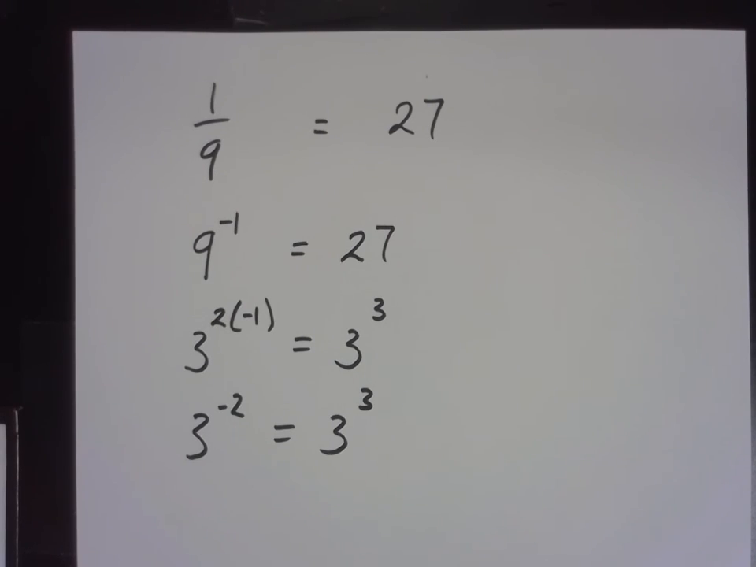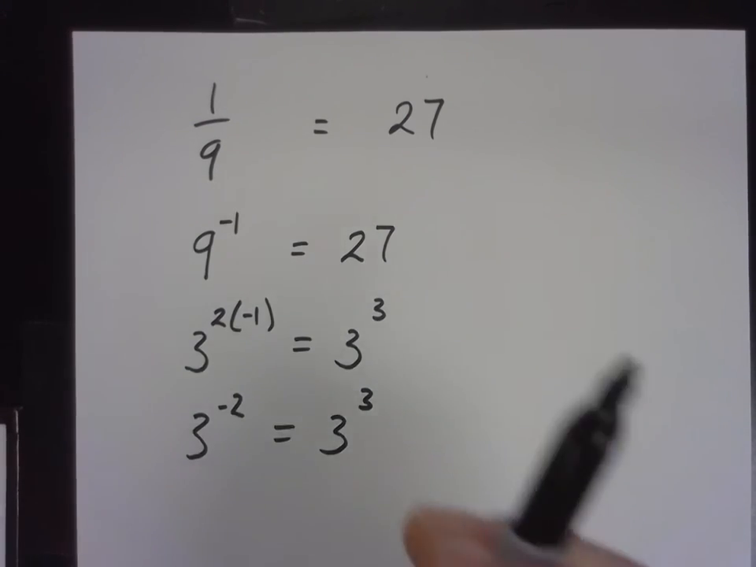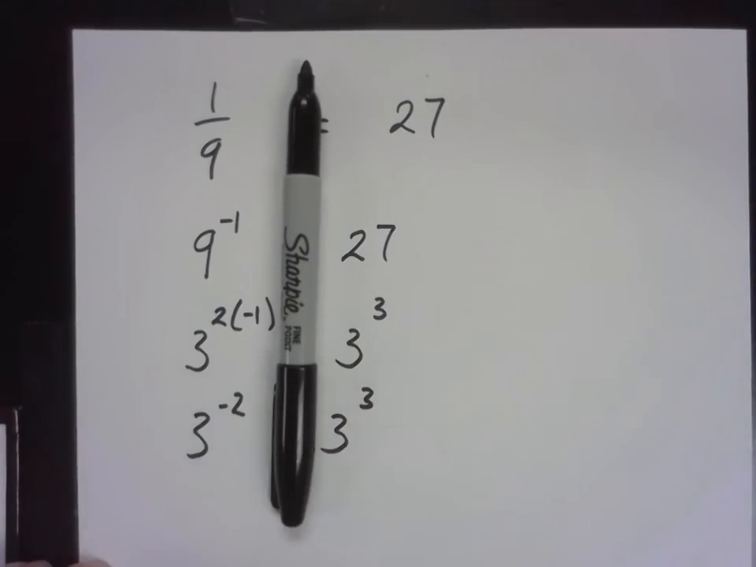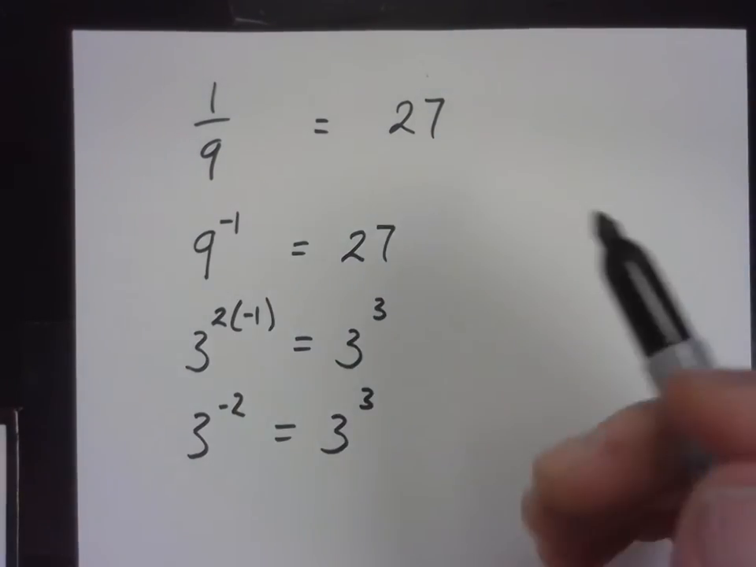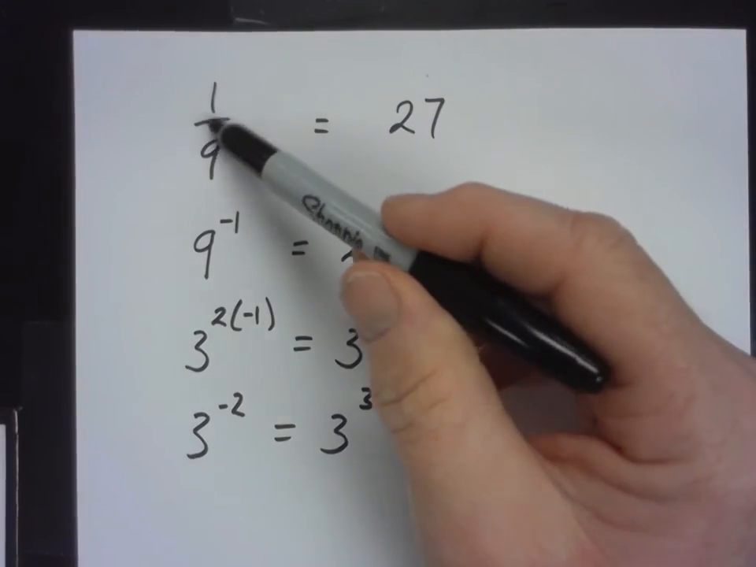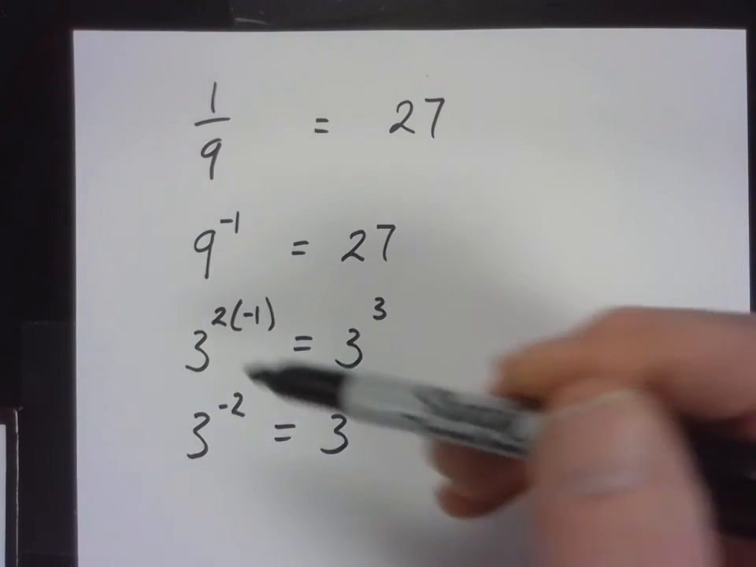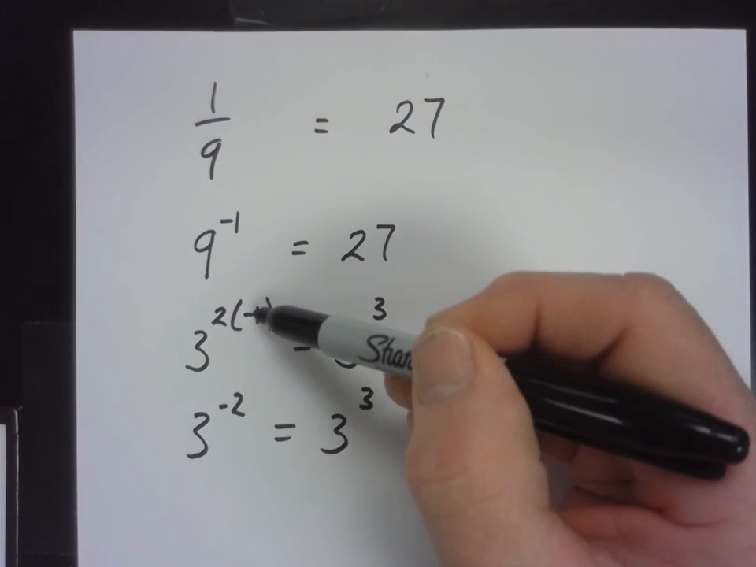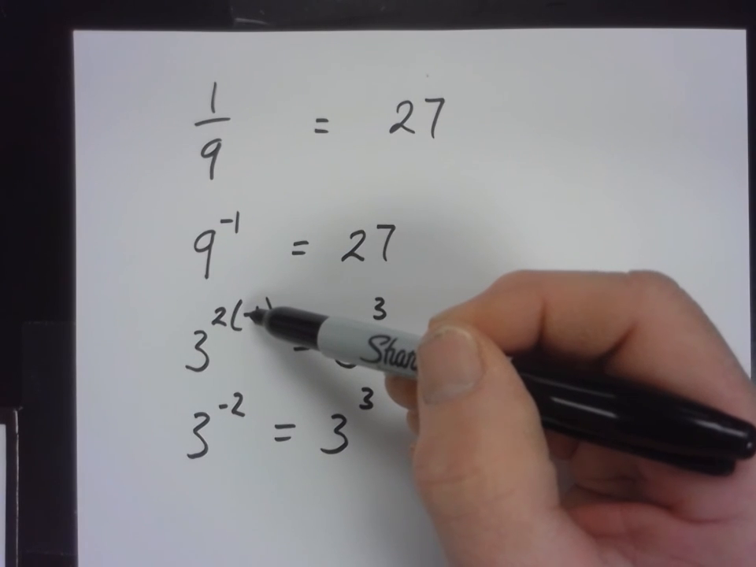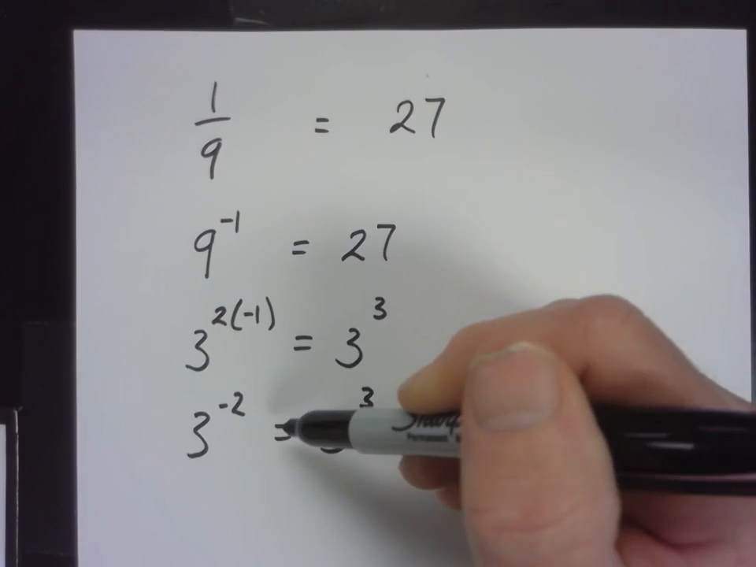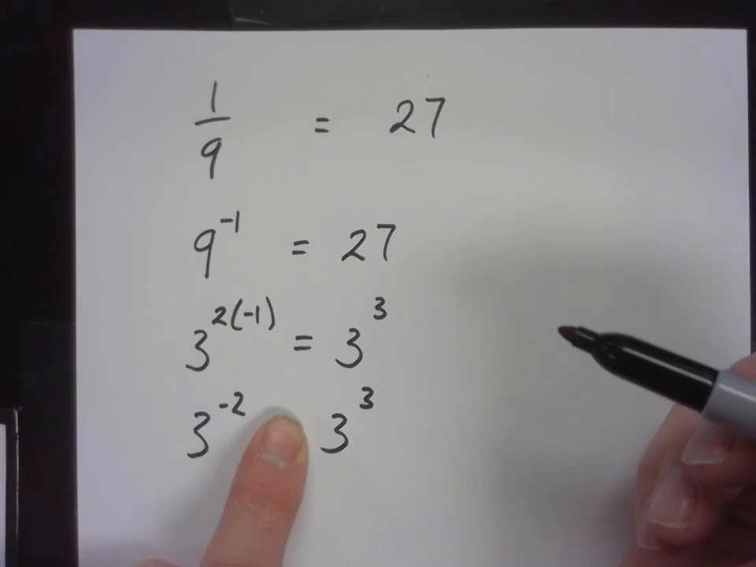Okay, I showed every little step, and I probably shouldn't have put the equal sign here. But first of all, I thought, okay, I don't want it to be written as the fraction, I want it to be written as a 9, so 9 to the negative 1, which is 3 squared, still raised to the negative 1, which is 3 to the negative 2, which does not equal 3 to the third. Sorry, I shouldn't have put that there.